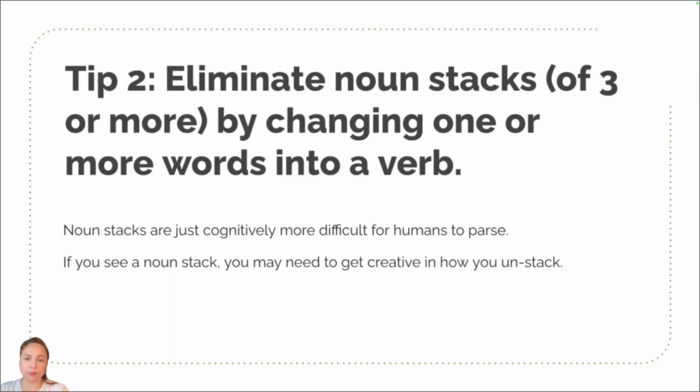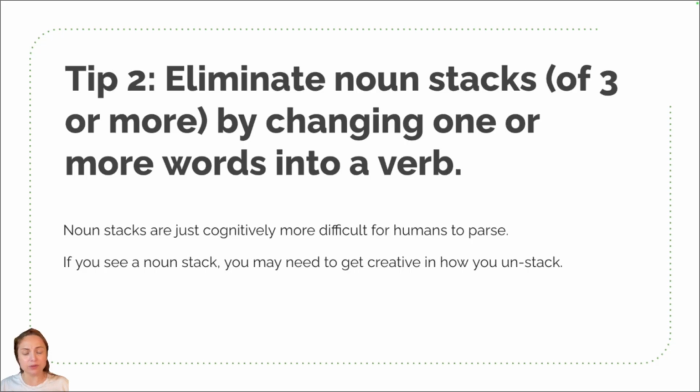Tip number 2, eliminate noun stacks. These are also called noun strings. In a sentence, a noun is a person, place, or thing. Noun stacks are 3 or more nouns all right next to each other within a sentence. What this does grammatically is it turns all the nouns but that last one actually into adjectives, or describing words. And this can cause confusion because people will assume that they have found the noun in the sentence, but actually they have to keep going and it's just another adjective that they've read. This adds to the cognitive load.